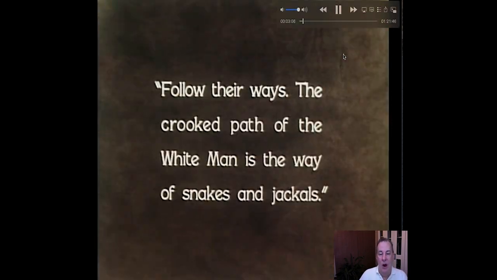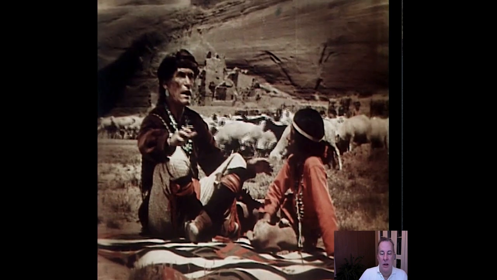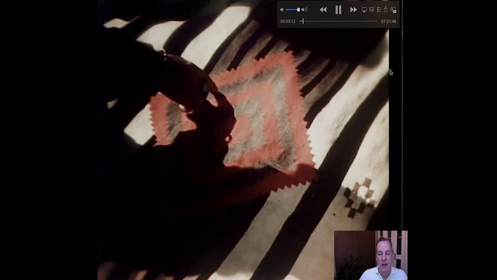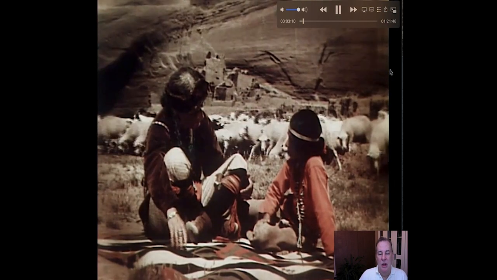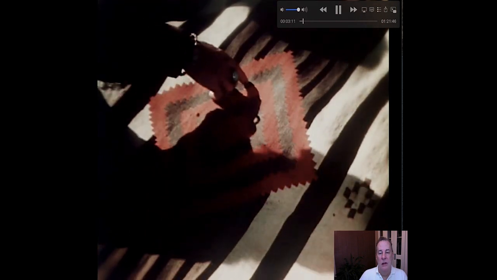And that's an important word I want you to remember. Snake is always a symbol of evil, and a jackal is an animal like a wolf or a coyote. It's a dangerous animal. It's a predator, an animal that preys on weak animals. And so, calling the white man a snake or a jackal is a tremendously big insult. Now notice that he's pointing at the rug, and then we have this beautiful slow dissolve into an English book.